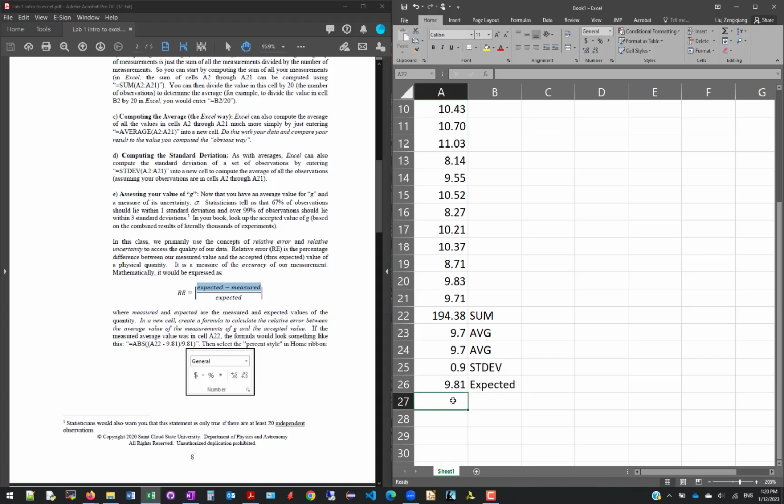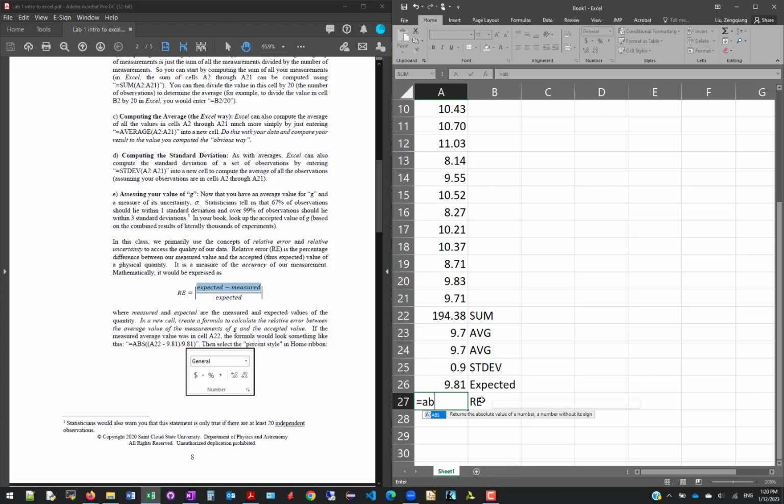If you say I have a 9% relative error, instead of I have this 0.9 meters per second squared error, well, is that big or is that small? That really depends on that on top of what, right? So let's calculate this RE.